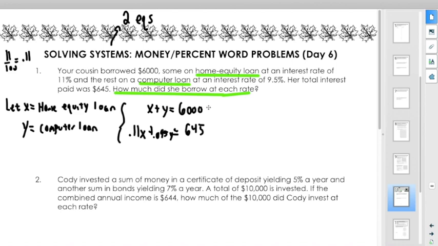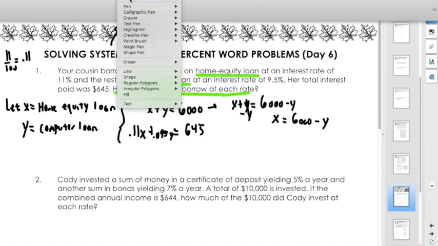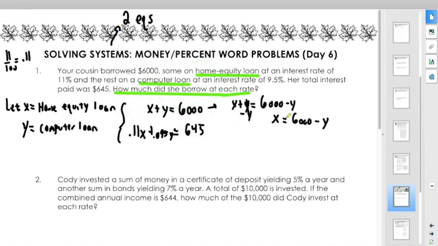So if I do that, let's do this over here. Let's get x by itself. So I have x plus y equals 6,000. Let's subtract y from both sides. So then x equals 6,000 minus y. Okay, sweet. So now let's substitute this. I found my x was that. Let's highlight this. This is 6,000 minus y. So let's substitute this back in for x here.